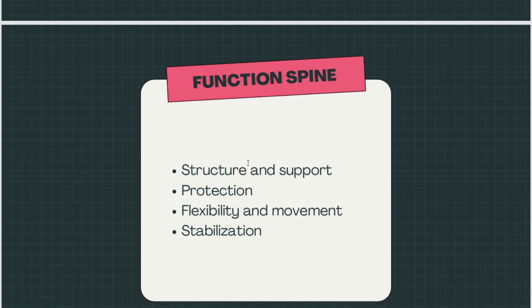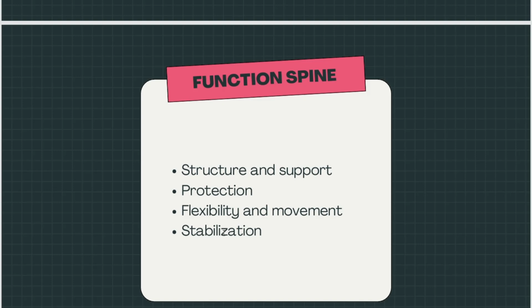The spine supports the body, allowing us to stand upright. The second one is protection. It protects the spinal cord, which is a column of nerves that connects the brain to the rest of the body. The third one is flexibility and movement. The spine allows for a wide range of movement and flexibility. The intervertebral discs between the vertebrae allow for bending and twisting.